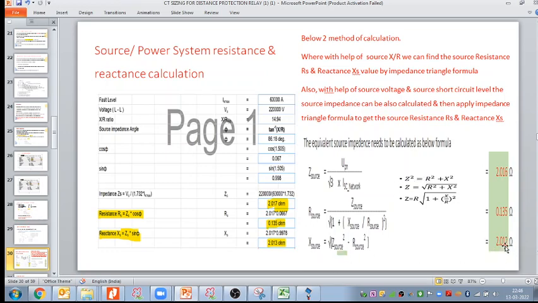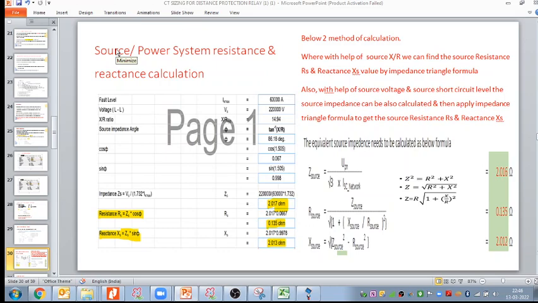I performed the calculation by both methods and compared the results. They are coming very close: 2.07, the same 2.0135 and 0.135, 2.0134 and 2.012. That is a small difference, so we can apply both.